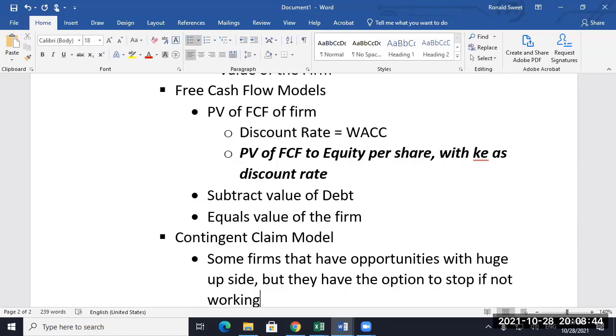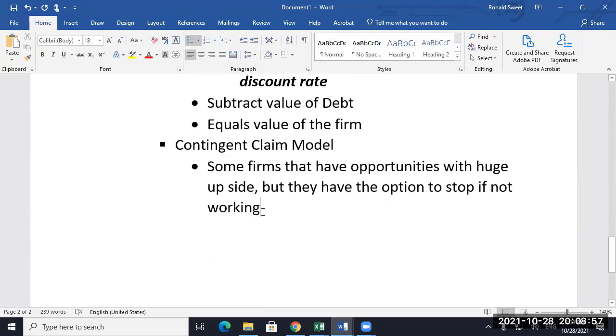You've got to say, if this really works, boy, this triples the company. I mean, we're talking massive stuff. That's why I can't see it with Walmart or most consumer goods. It's hard to see that kind of tripling. Now, if you do that, there's no way. So DCF does not work.